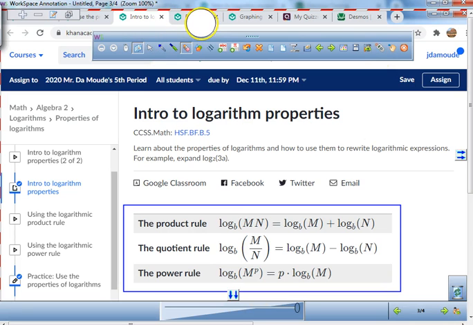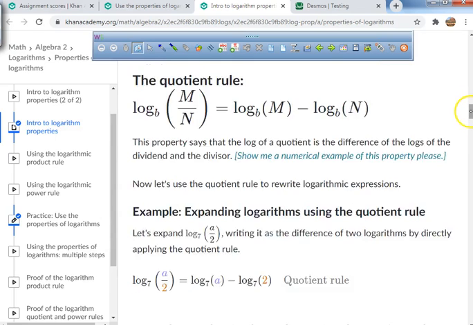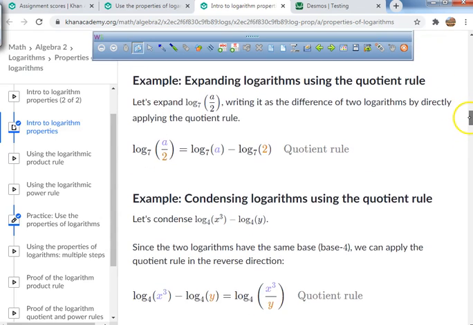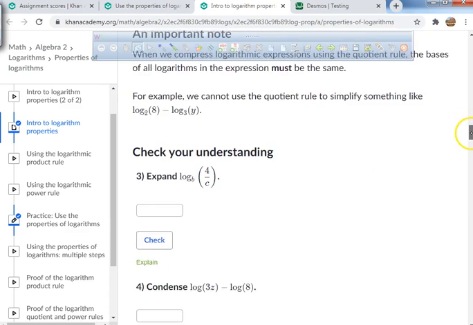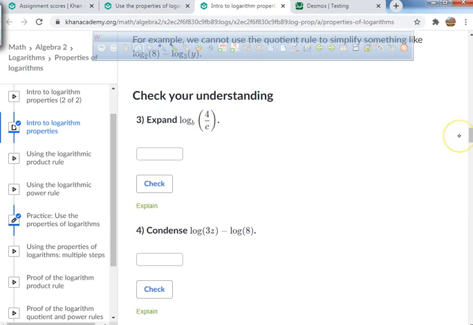Let me go over here. So let's go back to where's our work? One second. Okay, right here. Let's look at the quotient rule. All right, so here we expanded. Here they are condensing. They're taking this and doing x cubed divided by y right here. X cubed divided by y. That's using the quotient rule. So let's do a couple of examples here. All right. So we have expanding and condensing.